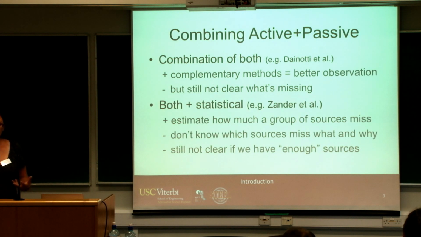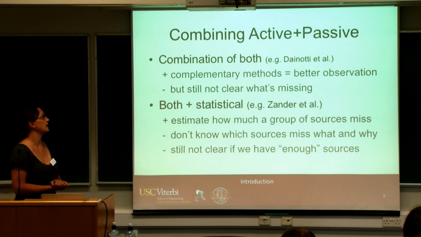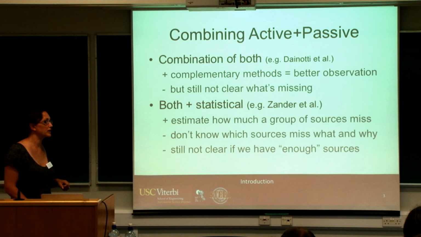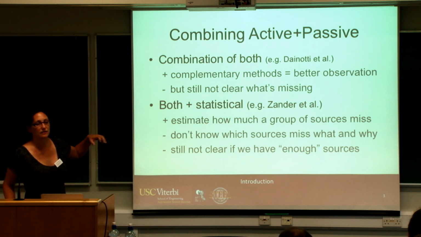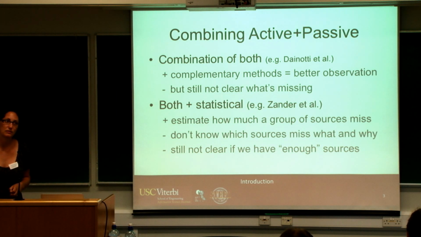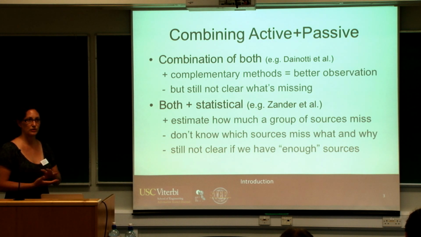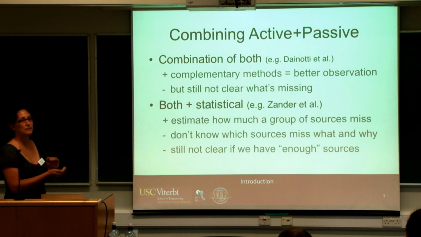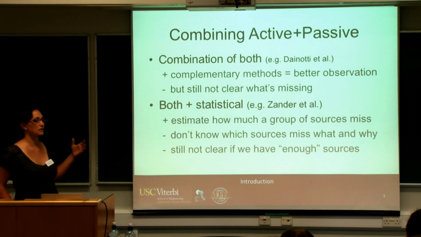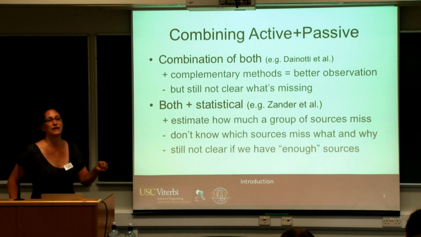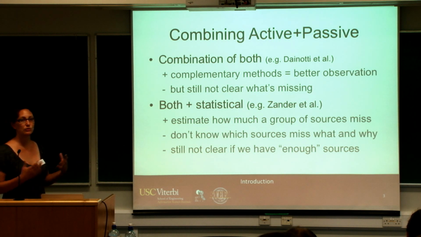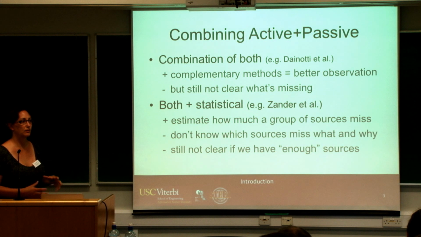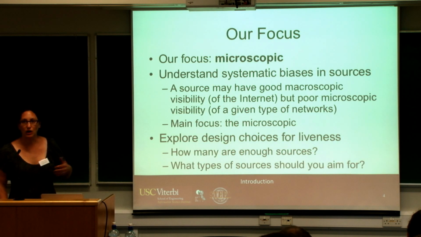There's been a lot of work in combining these two methods, which is great because they're complementary. It's still not clear, though, when you combine these methods, exactly what you're missing in your measurement. There's been good work combining active and passive plus statistical methods, such as capture-recapture, which is a great way of estimating how much a group of sources, whether you're using active or passive or both, may miss. But that still doesn't tell you what sources miss and why, like which specific sources miss which specific address and why they did not see that address. And it's still not clear if, after I combine 2, 3, 4, 5 sources, I can actually say this is enough, this is going to give us as complete a picture as we're going to get with any other grouping of sources. So that's where our work comes in.